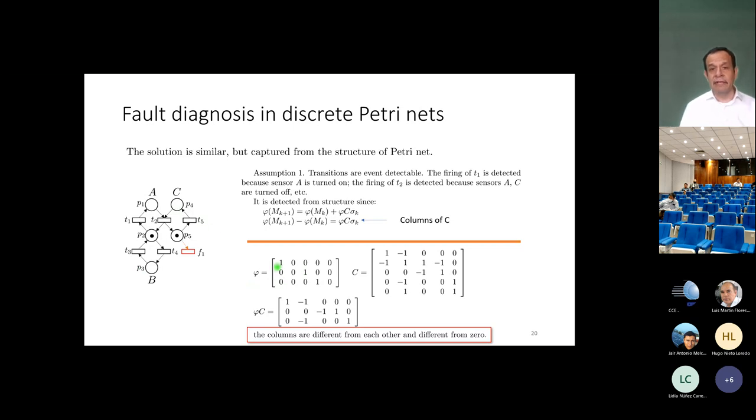Okay, when I multiply this matrix times the incidence matrix, I will obtain this matrix. Since all the entries of this matrix are different from each other and different from zero, then for sure, using only the information of the sensor, I will be able to detect which transition was fired. For example, in this case, when I fire transition T1, the first column, it is telling me that this is the only transition that will turn on sensor A. And this is the case when this transition is fired, then I will turn on the sensor.